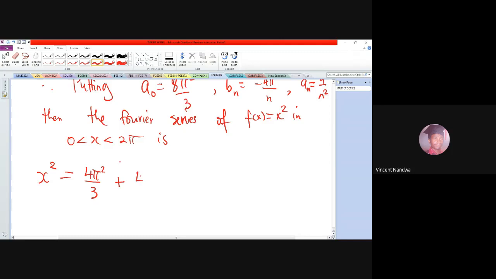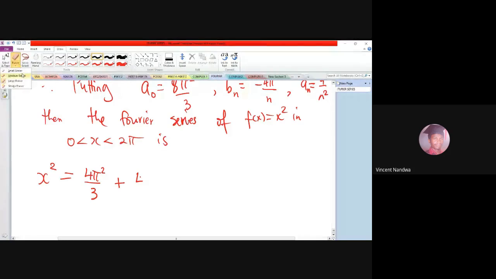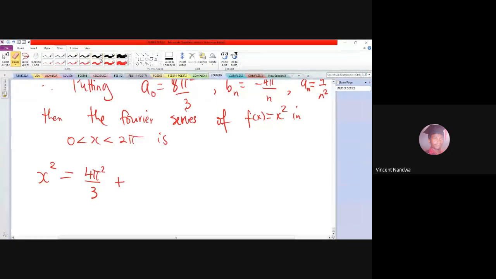let me just write, plus summation n from 1 to infinity. So an is given by 4 over n squared, cosine of nx, plus bn, so bn is minus 4 pi over n, and then sine nx.